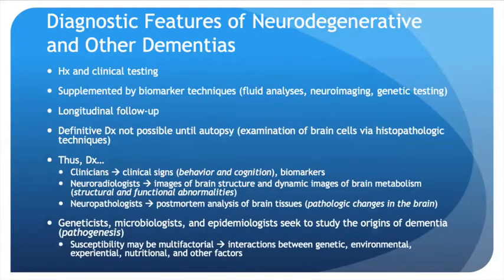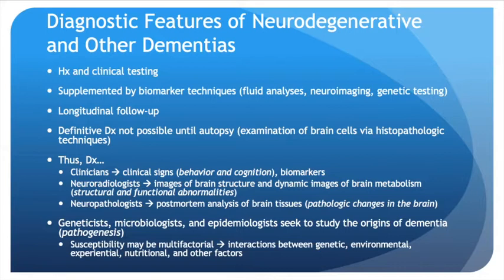So, diagnostic features of other neurodegenerative and other dementias. They are diagnosed by a thorough medical history and clinical testing, which is supplemented by biomarker techniques. So fluid analyses, neuroimaging, genetic testing, such as for the ApoE gene that I referred to. There might be a longitudinal follow-up to determine if these deficits are becoming more pronounced.